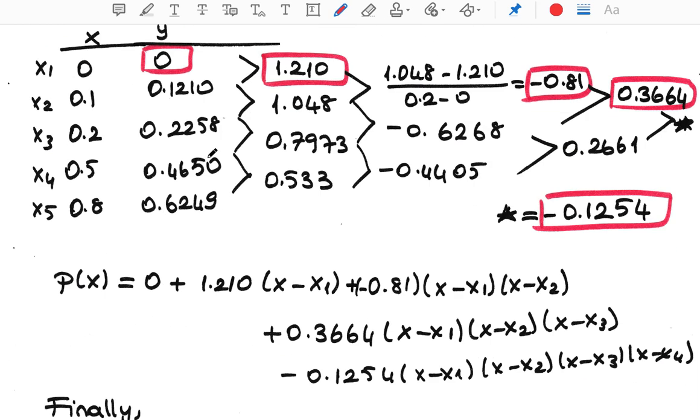Okay, let's do it. Subtracting 0.1210 minus 0 divided by 0.1 minus 0. So it is 1.21. Continue. Minus here 0.2258, subtracted from here, and the subtraction divided by 0.1. You will do this process. From now on, I'm considering subtracting here. For instance, I'm subtracting 1.048 minus 1.210, divided by, now I'm on this point, okay?